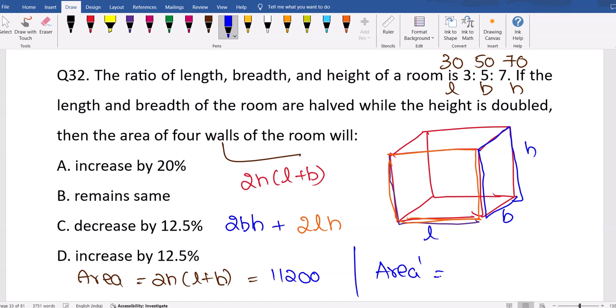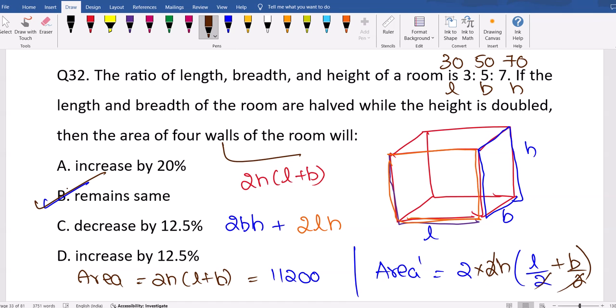Why, sir? They said length is half, breadth is half, height is double. I think it remains the same. Why, sir? See, height doubled, so we got 2 into h, while length and breadth are half. Now this 2 will be compensated with this half. The area remains the same for this question. Length and breadth half, height double, there is no disturbance related to area. The area of four walls is not disturbed.